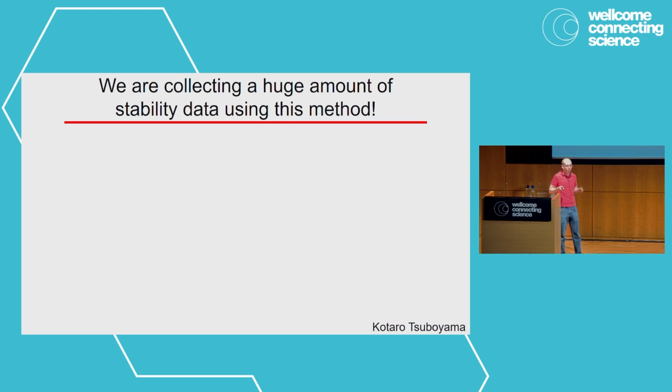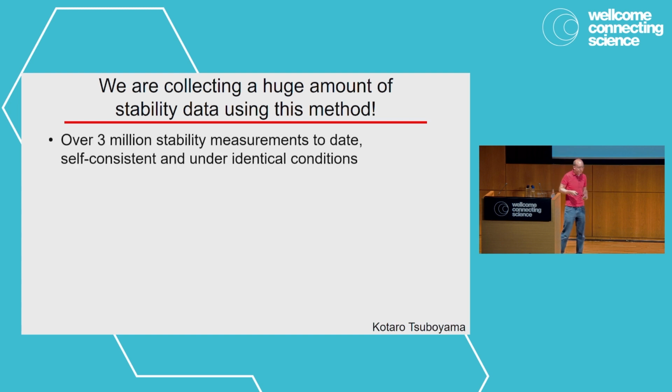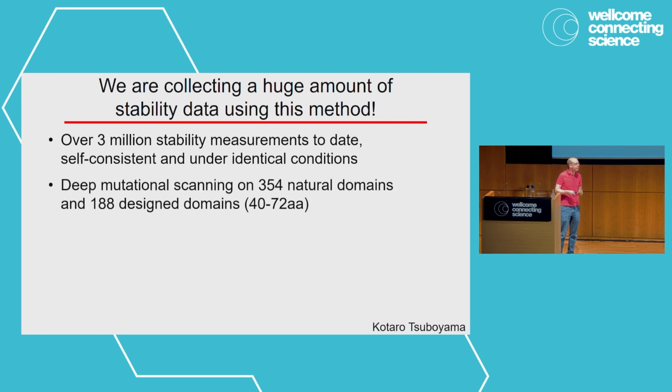So what have we done and where are we going? We've collected a ton of stability data with this method. We've measured about 3 million stabilities to date, and they're all under identical experimental conditions. And when we measure the same sequence in 2 different libraries, we get consistent results across those different experiments on the same sequences. We've done deep mutational scanning of 354 natural domains and 188 design domains, again, that are all smaller than 72 amino acids.